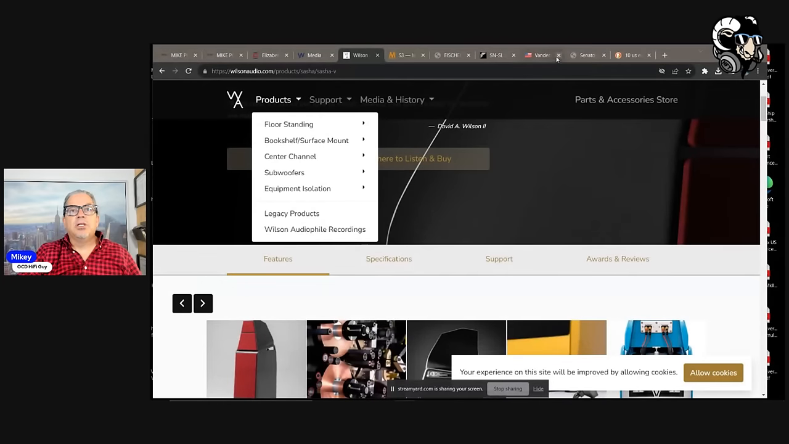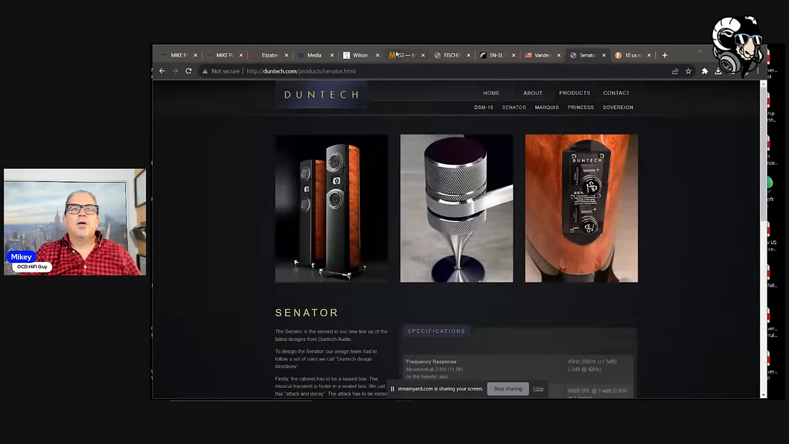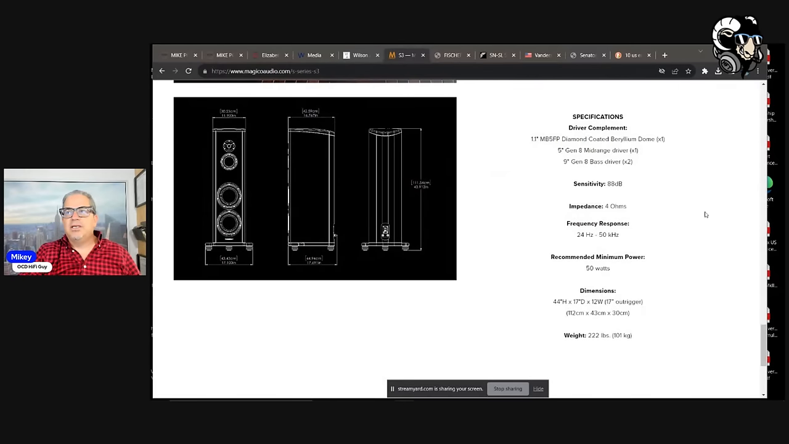So the only way to really know what a speaker will do is to do a measurement in your own room, and or look at the specifications written by the company and realize that some companies are going to be a little more forward with their measurements and how they do them. And then other ones will be completely not telling you anything about how they measure the frequency response.